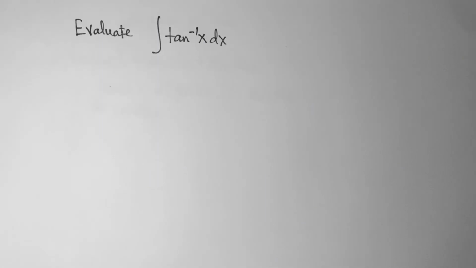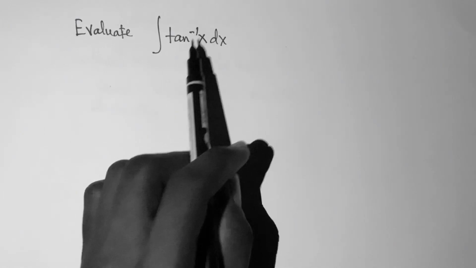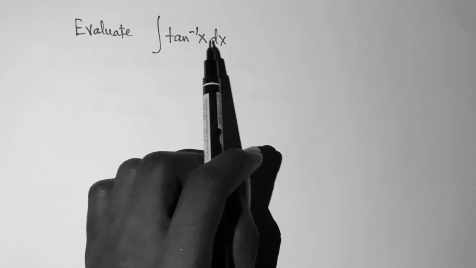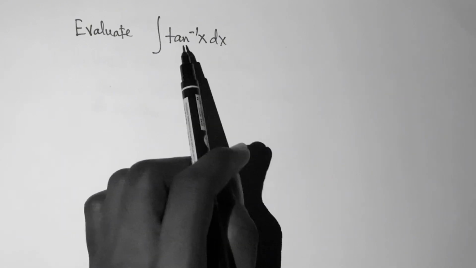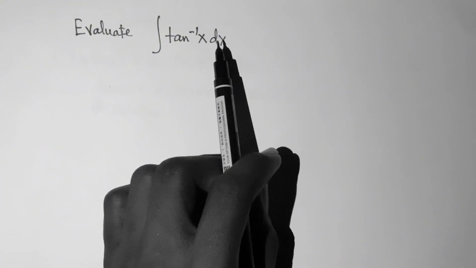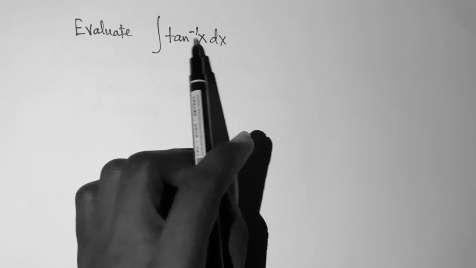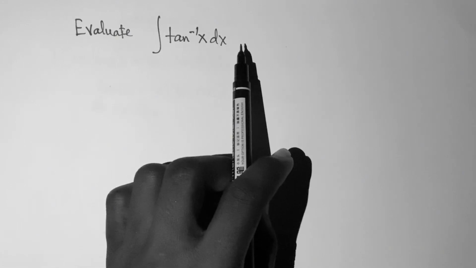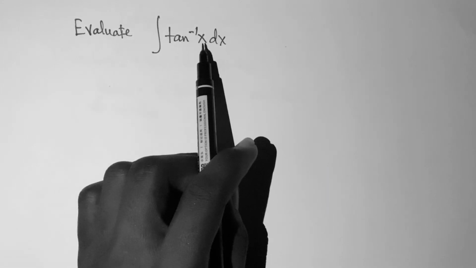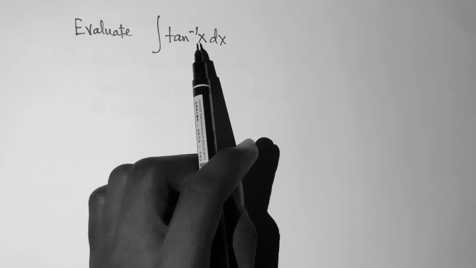We are supposed to evaluate the integral of tan inverse of x dx. Now, to be able to do this integration, you see that we cannot easily integrate tan inverse of x dx. So that means that what we can do is differentiate tan inverse of x. Then this is multiplied by 1, because 1 times tan inverse of x dx is the same as tan inverse of x dx. So we can integrate dx and then differentiate tan inverse of x.